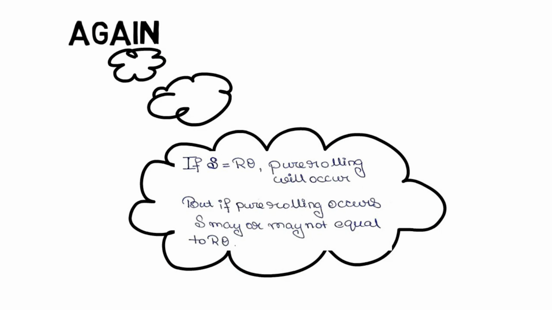Similarly, you can think, how about the equation SCM equals R theta? Now I tell you that this equation SCM equals R theta definitely suggests a pure rolling motion. But pure rolling motion doesn't necessarily mean that the equation will always be satisfied. That is, if pure rolling occurs, S may or may not be equal to R theta.